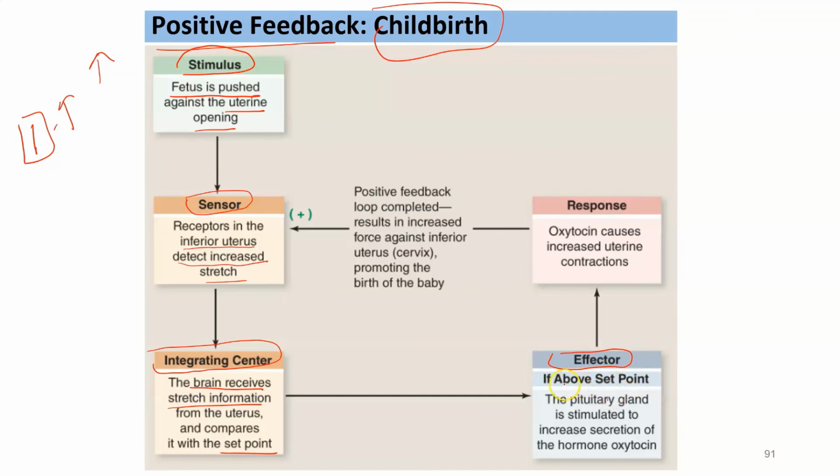Okay, so effector it says here, if above set point, the pituitary gland is stimulated to increase secretion of the hormone oxytocin. Okay, nampak tak? Secretion. Nanti kita akan tengok dekat chapter hormon tu nanti. Perkataan ni sangat penting. Jangan guna perkataan produce. Okay, produce salah. Mesti secrete. If you put produce, then your answer is wrong. Okay, increase secretion, not increase production. Increase secretion of the hormone oxytocin, because it is not the pituitary gland producing the oxytocin. It is the hypothalamus.